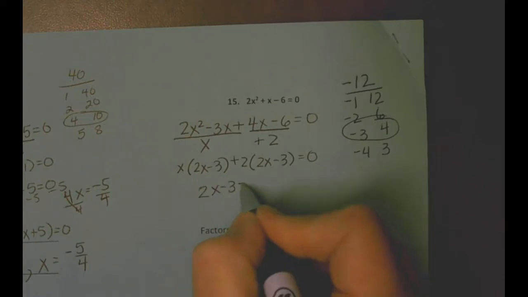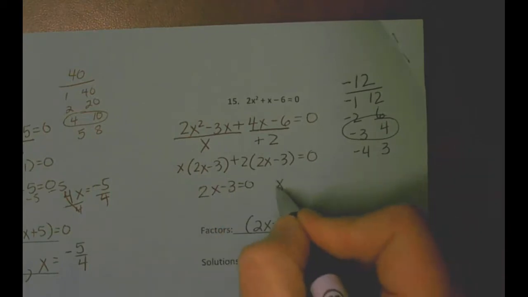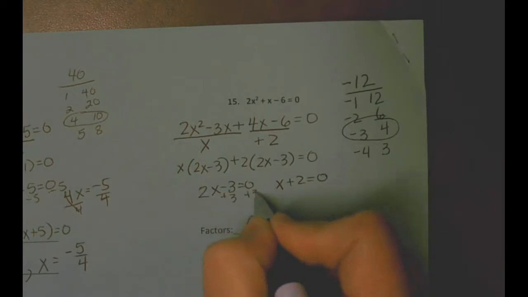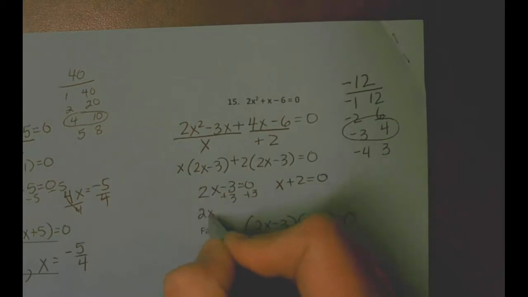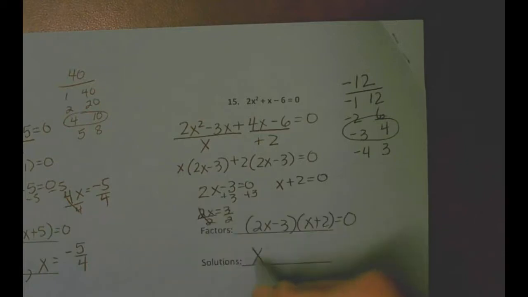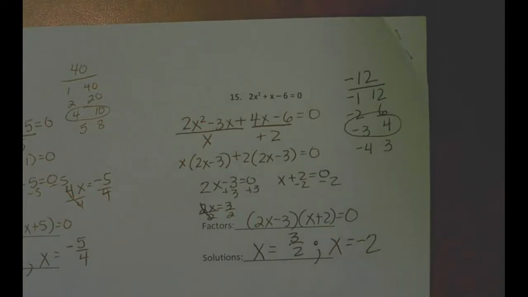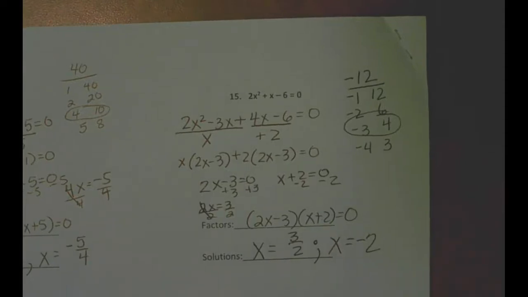2x minus 3 equals 0, or x plus 2 equals 0. Add 3 to both sides. Divide by 2. Subtract 2 from both sides. And there are my two answers.